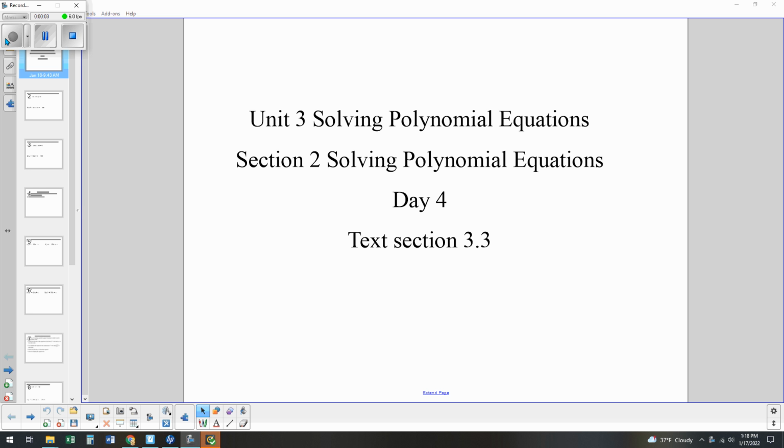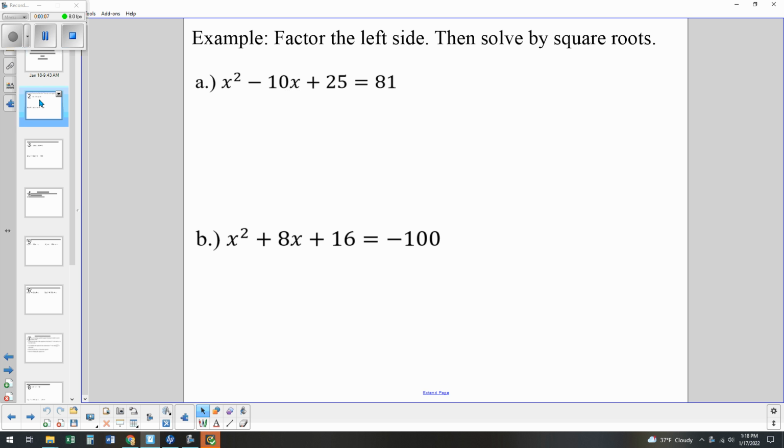This is day 4 of Unit 3, Section 2. So for our first examples, we're going to factor the left side, and then we're actually going to solve by square roots, and you'll see what I mean. So if I wanted to factor x squared minus 10x plus 25, I'm ignoring the fact that this side's 81.